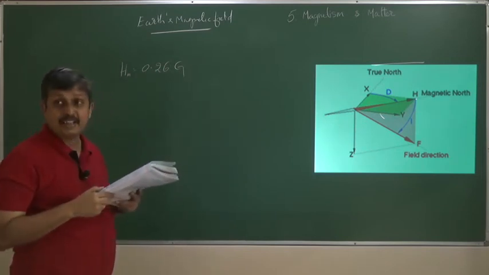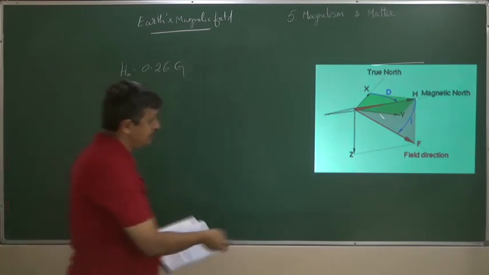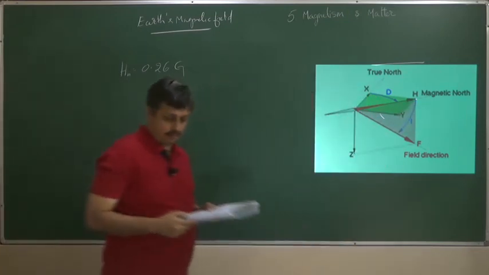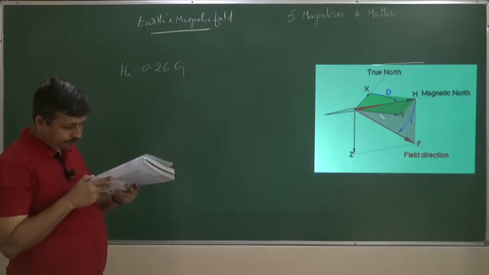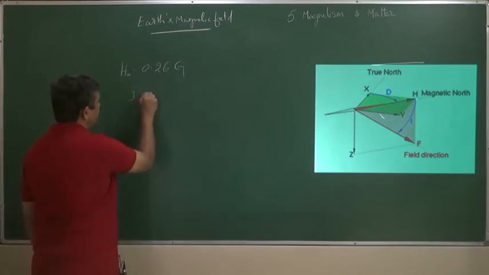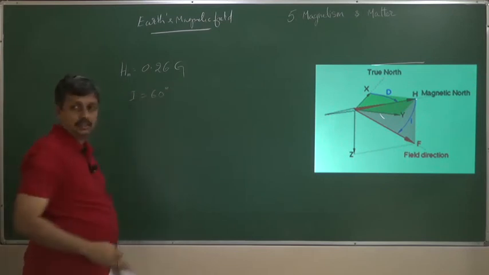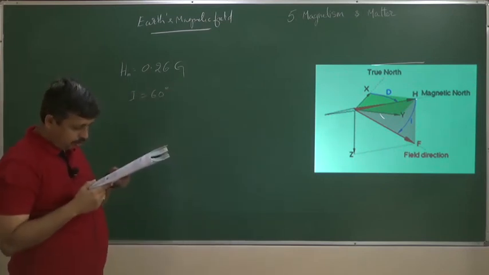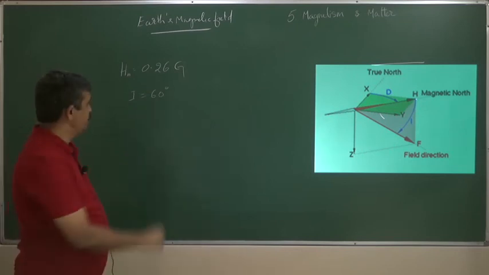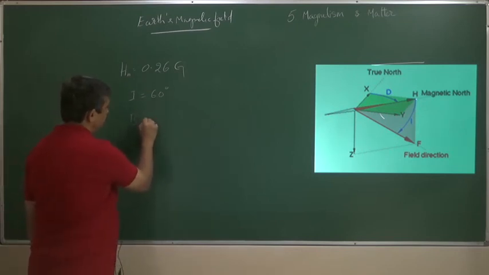It is in the magnetic meridian. We have seen that it is in this magnetic meridian, and on this line this H is given to you. And the dip angle is 60 degrees, I is equal to 60 degrees. What is the magnetic field of the Earth at this location? So what is the magnetic field B at this location?